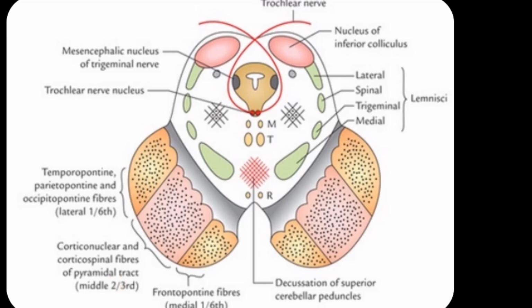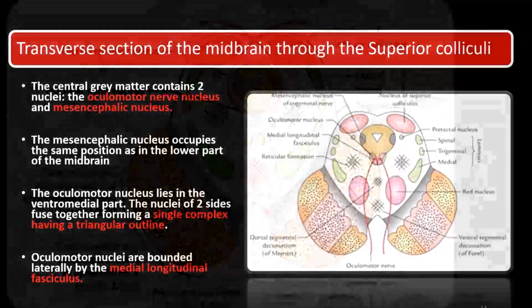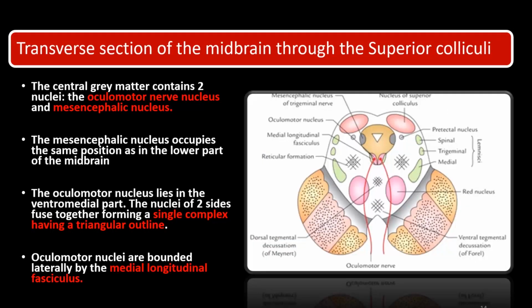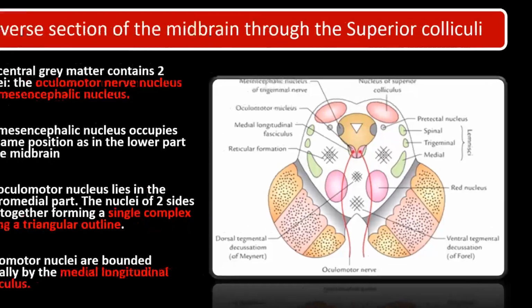For medial longitudinal fasciculus, we see it lying anterior to the 4th cranial nerve. And then we see the tectospinal tract also in front of it. The rubrospinal tract is seen before the decussation of the superior cerebellar peduncle. We will now consider the transverse section of the midbrain at the higher level. Let's look at our image.